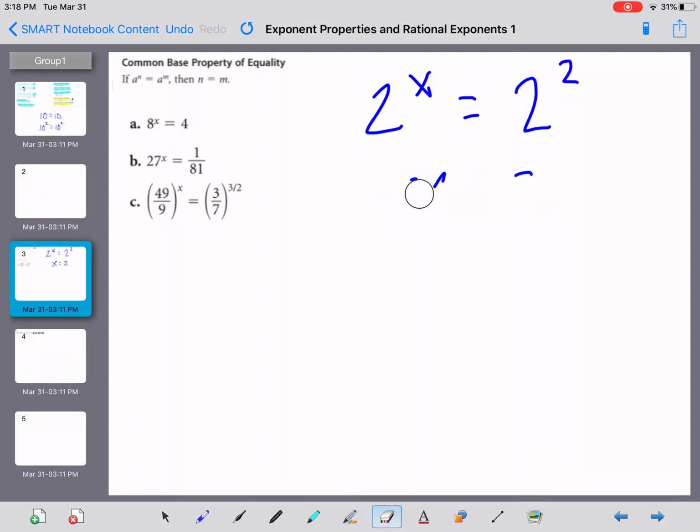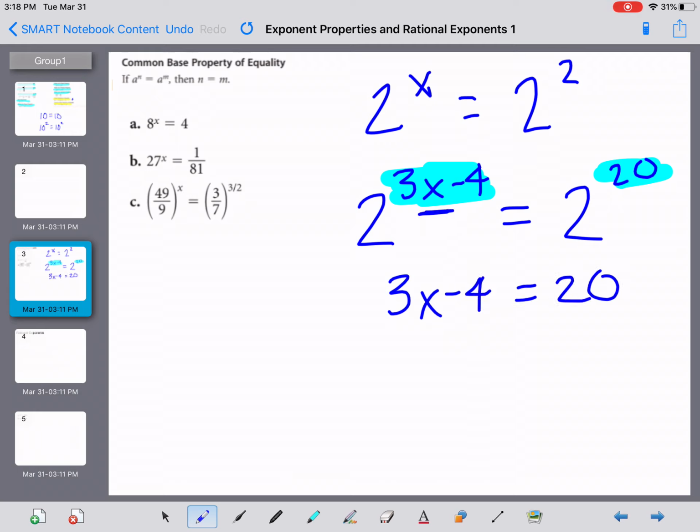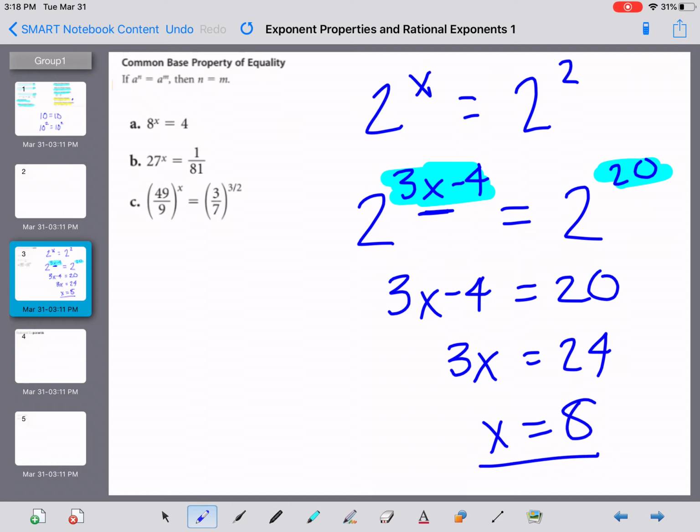Now, obviously that's pretty basic, and we can make this a little bit more complex. So let's make it like 2 to the 3x minus 4, why not, equals 2 to the 20th. Okay, so since the bases are the same, I know that my exponents are equivalent as well. So I can set them equal to each other. 3x minus 4 equals 20. So I can figure out what that x value is. Go through the process, 3x equals 24, x equals 8. Okay, again, not too complex, not too crazy.